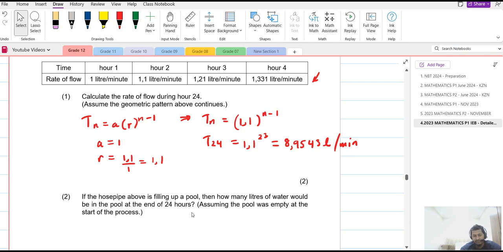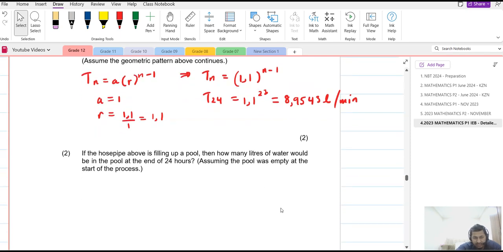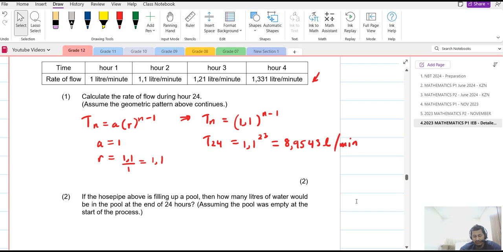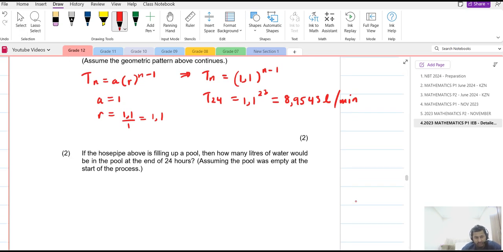After 24 hours. So we know after 1 hour, 1 liter per minute, so it's going to be 60 liters. After 2 hours, it's going to be 1.1 times 60, and so on. So remember, each one is being times 60. So we're trying to find out the full amount, so we need to use the Sn formula.